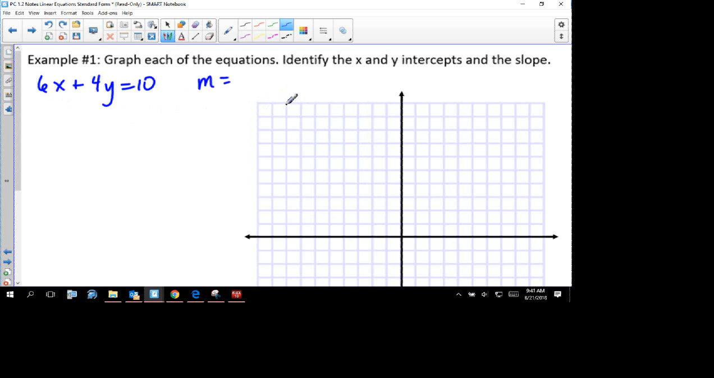So 6x plus 4y equals 10. Slope's going to be negative a over b. So negative 6 over 4. Reduce that, negative 3 over 2.